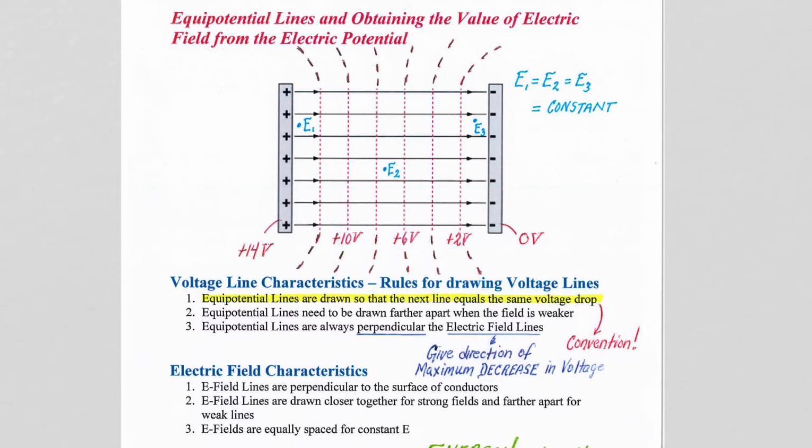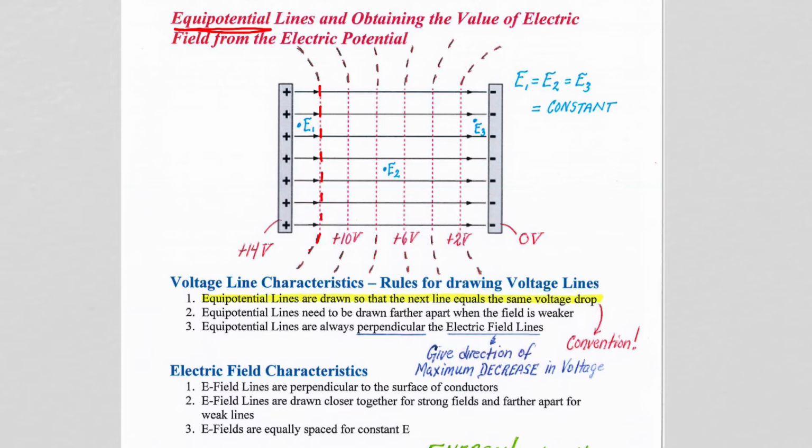Now we are going to look at voltage lines. Voltage lines are also called equipotential lines, and equipotential refers to the fact that you will have equal potential values, the same potential value on any line. Now we'll see in a moment why these dashed red lines down here are going to be these voltage or equipotential lines.